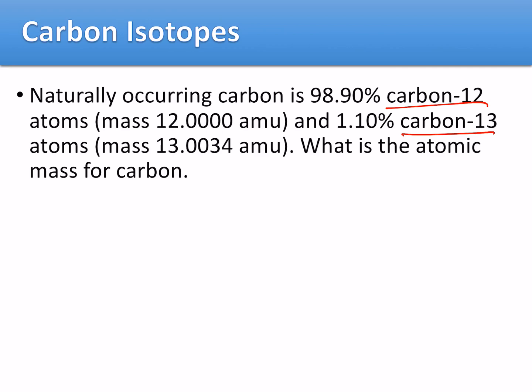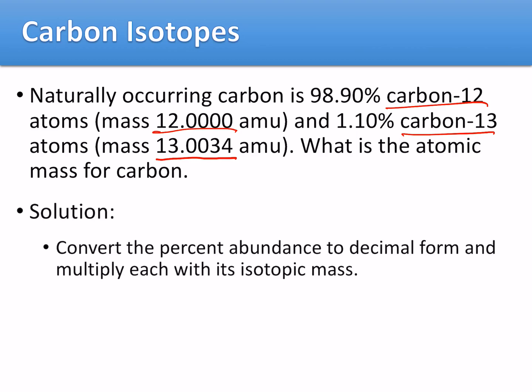Now, the mass of these two isotopes is here: 12 by convention, that's carbon-12, and then carbon-13 is 13 point something. The difference there is that they are not whole numbers, because remember, the mass of a neutron is a little higher than a proton. That's why you see the difference there. So the way you calculate the mass for carbon, you have to take into account that abundance. But now what you see here is percent abundance.